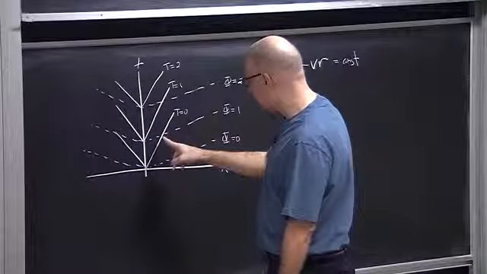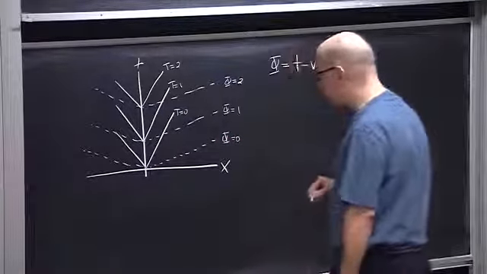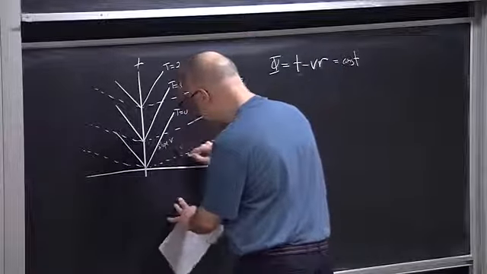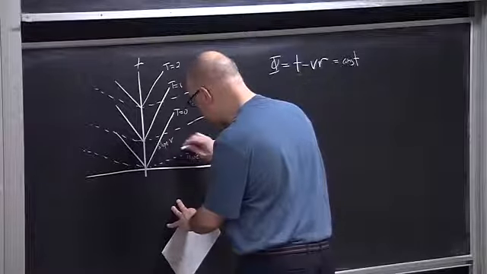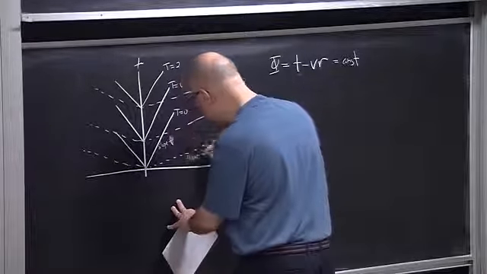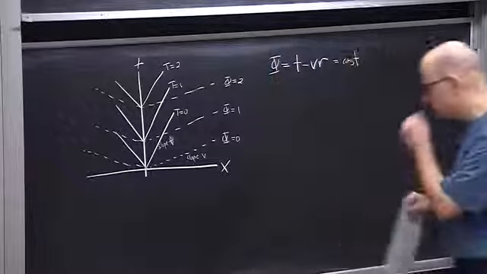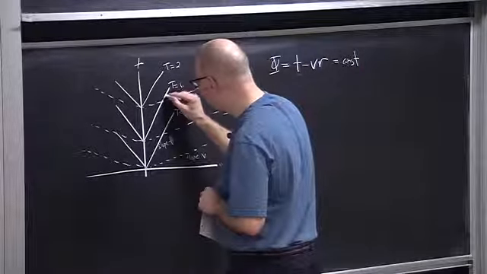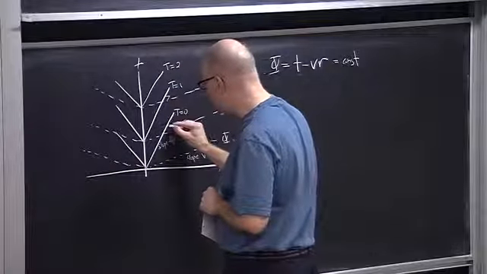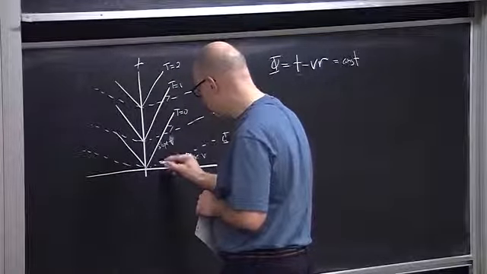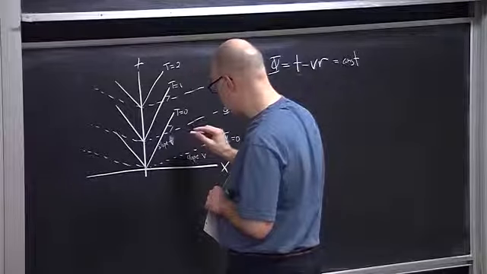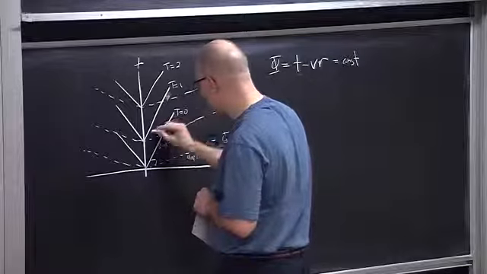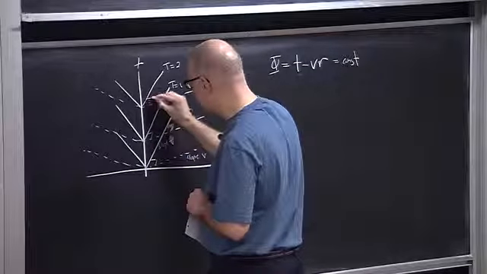So this is a large slope. The slope is v. And the slope here is 1 over v. And the slope here is v. It doesn't look like it, but in a space-time diagram, those two lines are orthogonal to each other. This and that, this and that, and this and that.